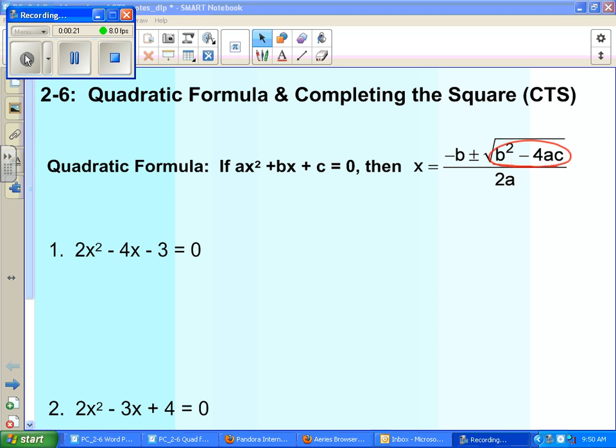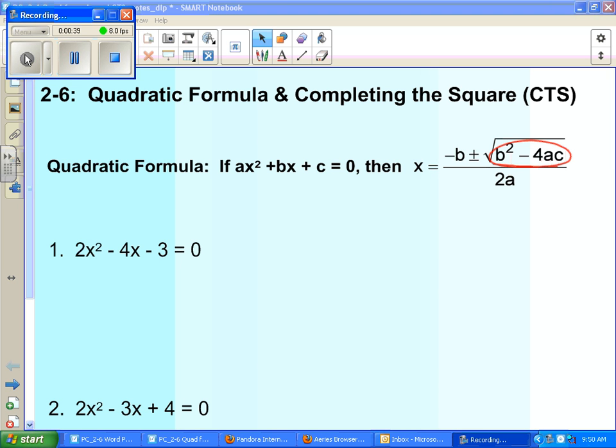And if they had i's in them, then that means you had two complex answers, which means they're not real, which means I can't graph them. If I were graphing, I couldn't graph them on an XY coordinate plane. I'd have to graph them on a real imaginary coordinate plane, and yes, those do exist.